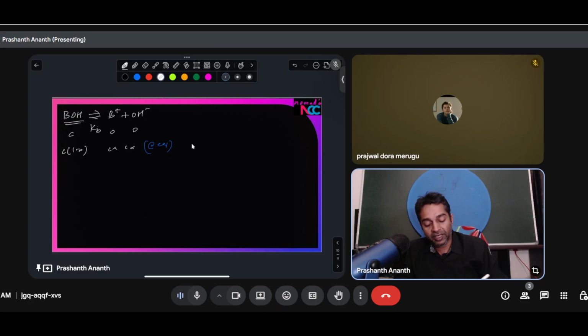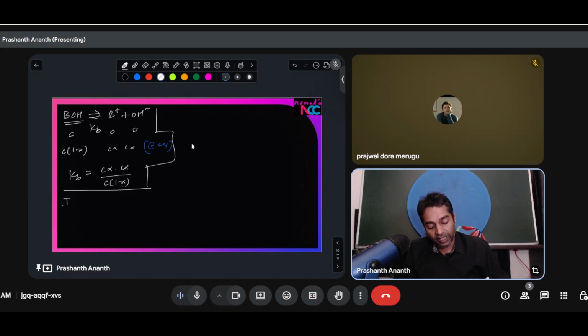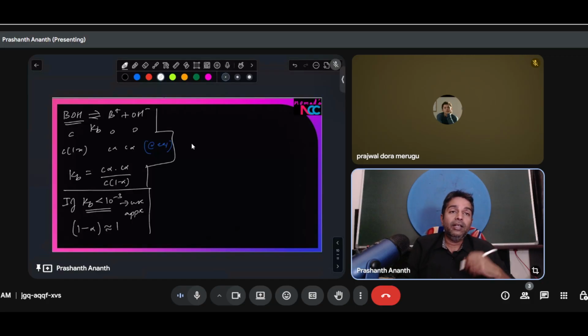Excepting in this case, mathematically, we are calling it Kb. So everything looks the same. We end up having Kb equal to C alpha into C alpha divided by C into 1 minus alpha. Same mathematics applies. So again, in this case also, if Kb is less than 10 power minus 3, we can use approximations. What approximation? 1 minus alpha is approximately equal to 1. So you're going to be having the same type of equations now being applicable for Kb also.